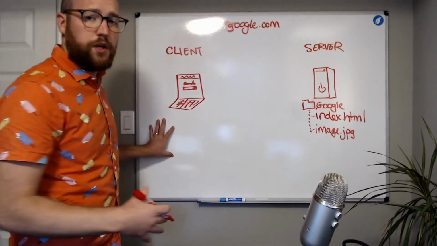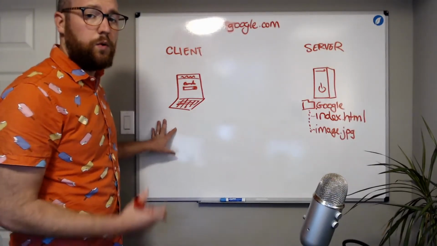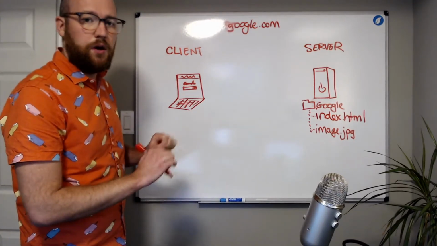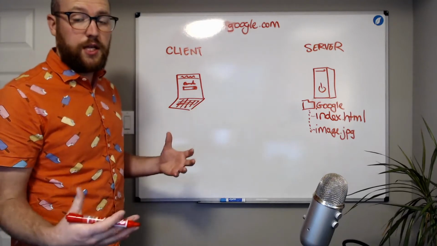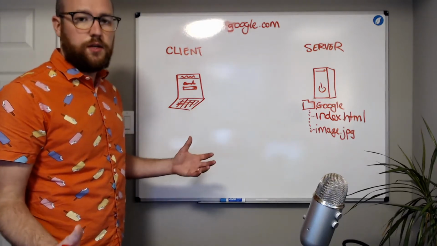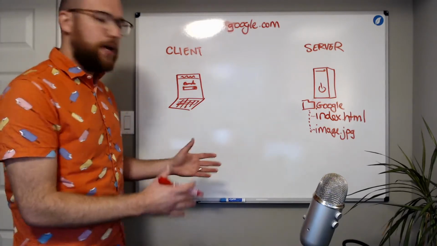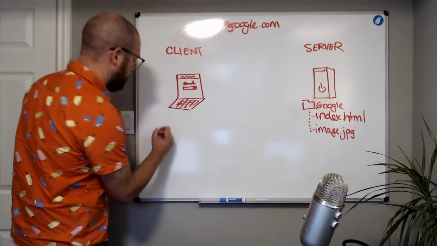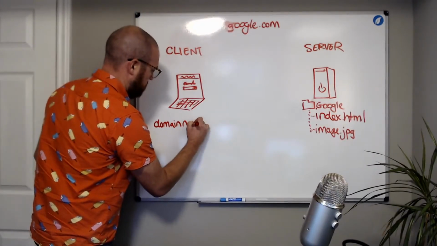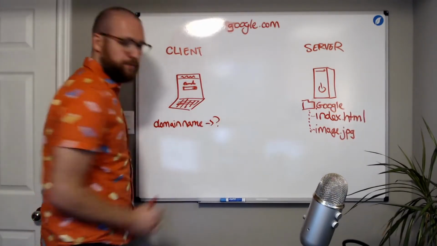So when the user requests google.com, they go to their web browser, and they type that into the address bar. What happens? Well, the first thing that the computer needs to know is, what is google.com? Where is it hosted? Where does it go to, when I type in the google.com domain name?